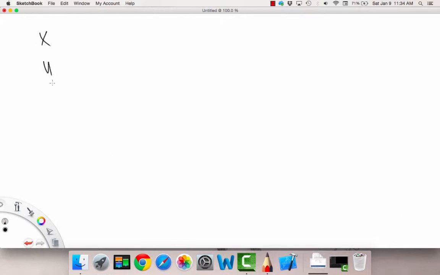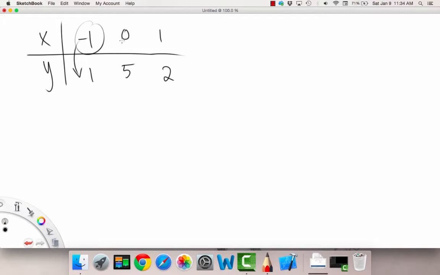All right, so let's say we have our x and y again, okay? And let's say we have something like -1, 1, 0, 5, and 1, 2 this time, okay? So let's check that it's a function, and the answer would be yes, because -1 goes to 1, 0 goes to 5, 1 goes to 2. There are no repeated x's, so we don't have to worry about the same input going to different outputs. So this is a function, okay? And now our question is, is it one-to-one or not?